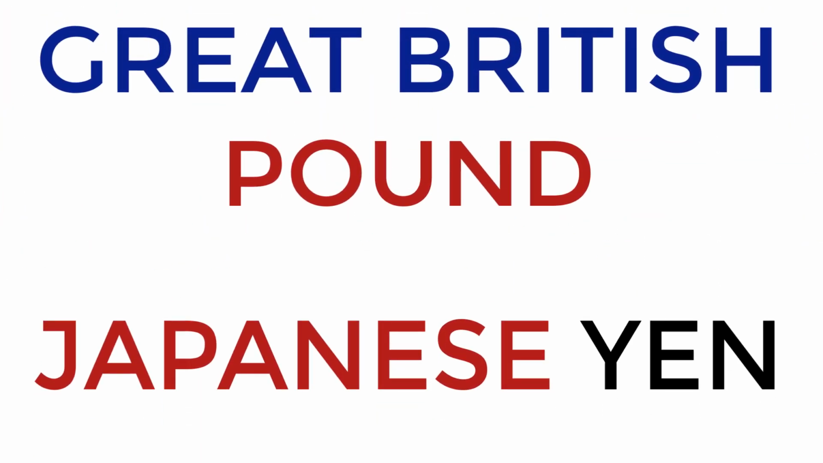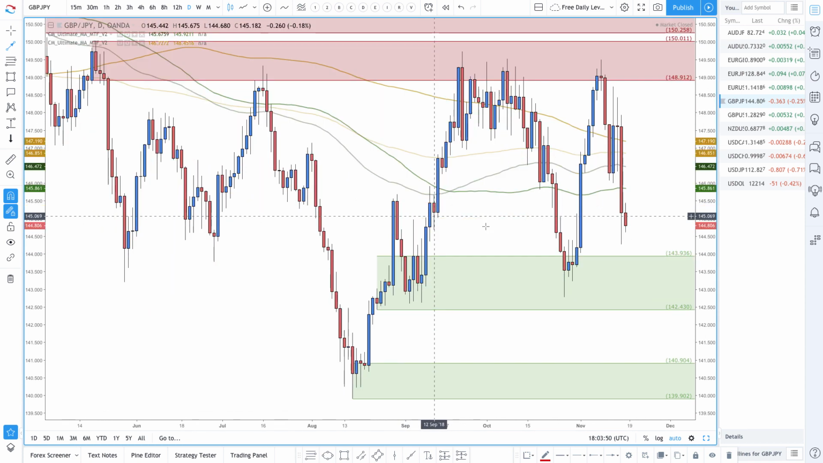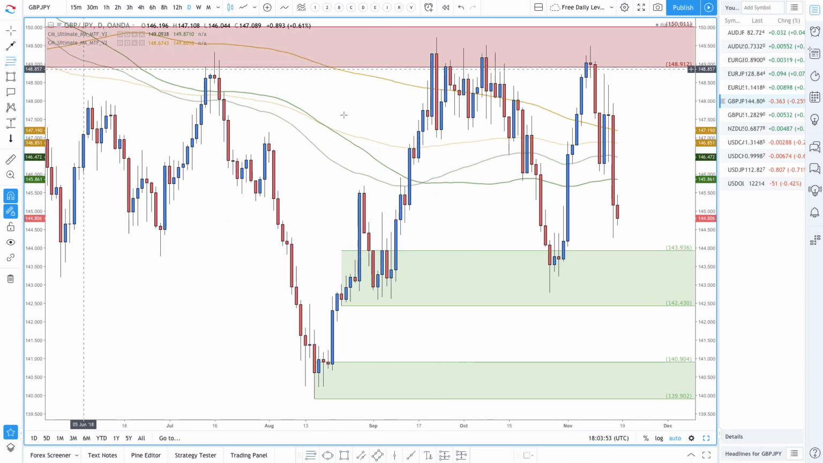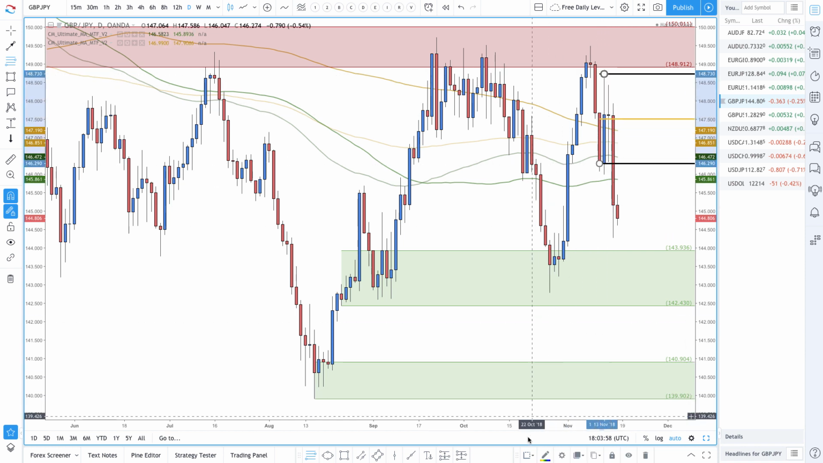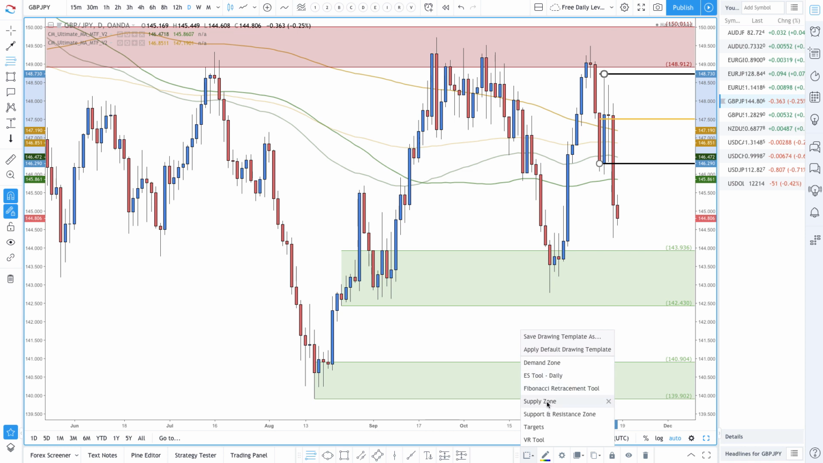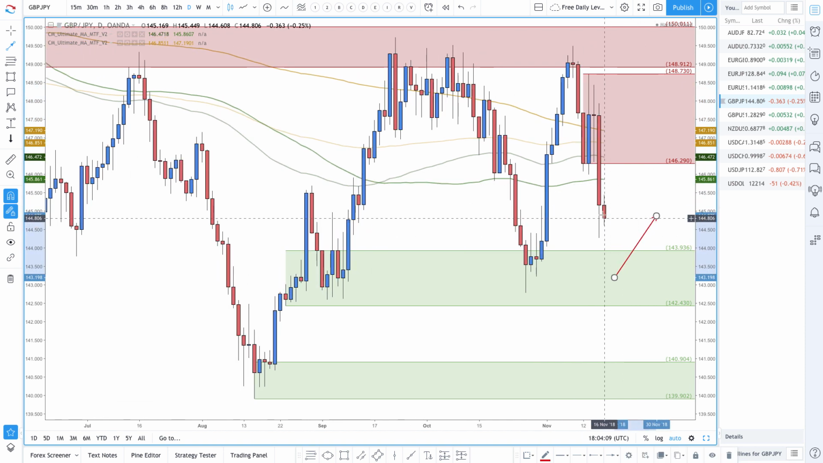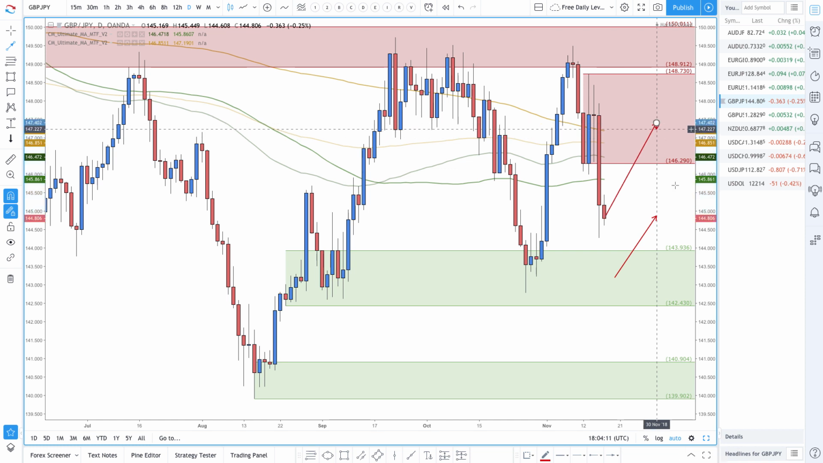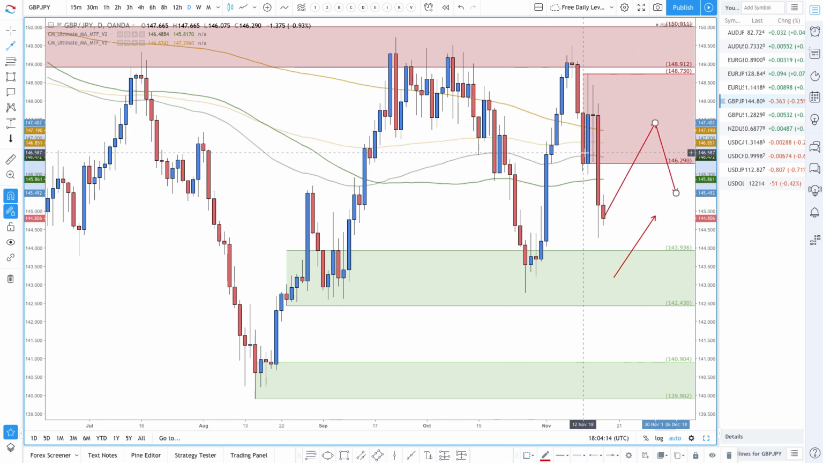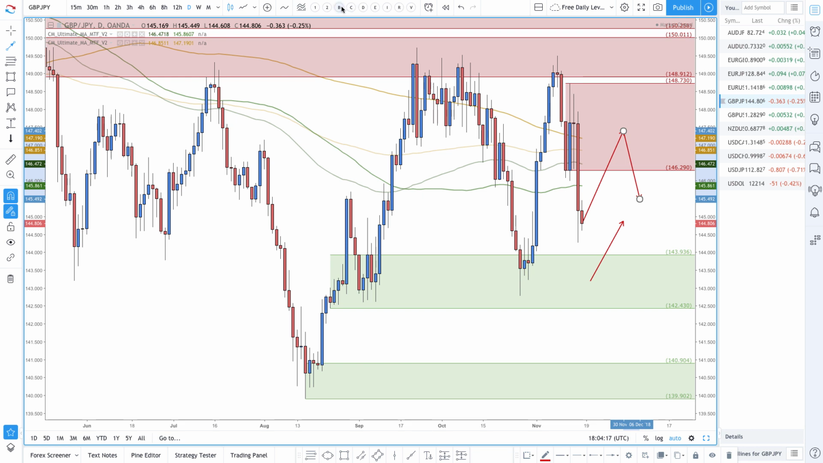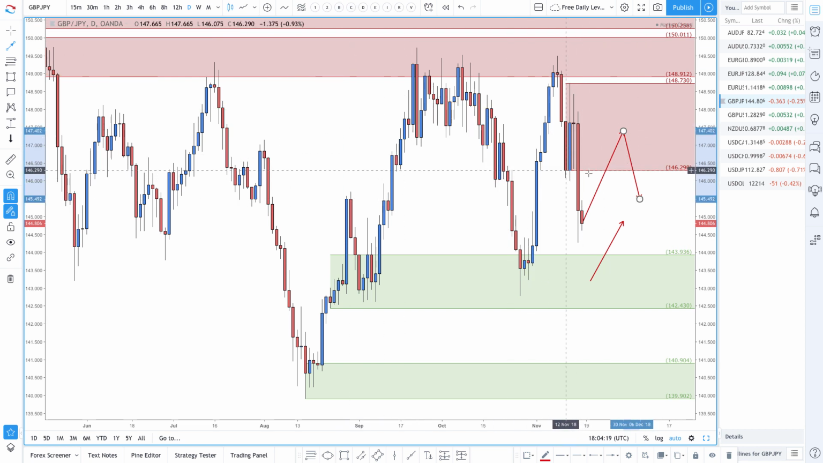Pound yen. And on pound yen, again, with the uncertainty of Brexit, we're creating lower highs, lower lows. So we've got a supply zone right here. Again, if you want to be a buyer of the pound, this is the first area to buy. If we're looking to be a buyer of the Japanese yen, then you're looking at anywhere within this area here. And again, look towards dynamic, diagonal and horizontal support and resistance areas within this area here.